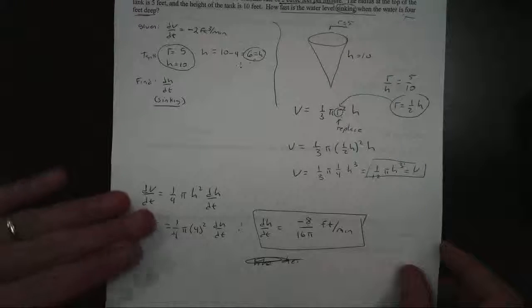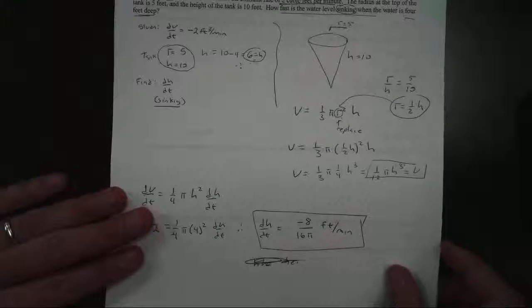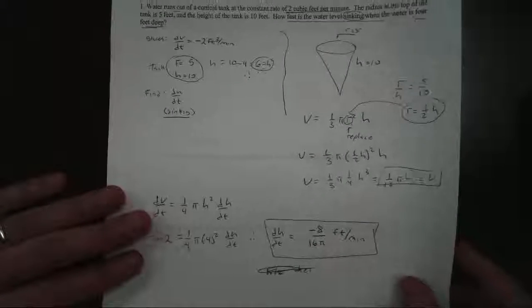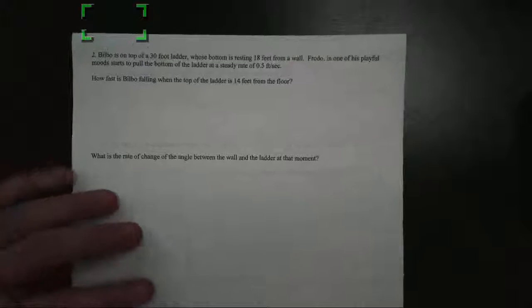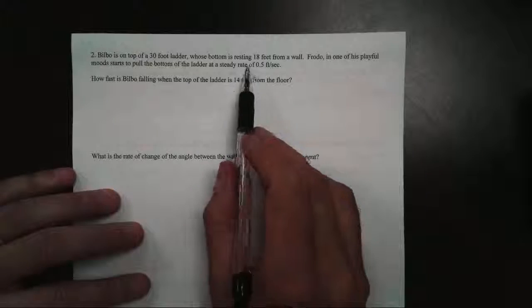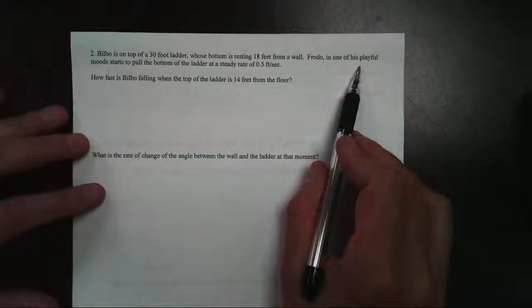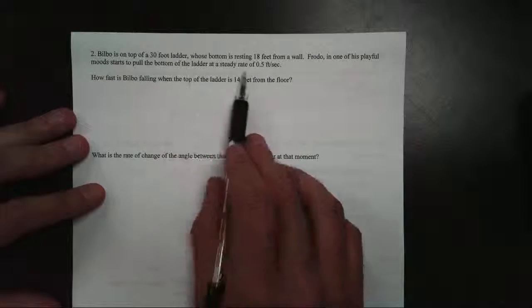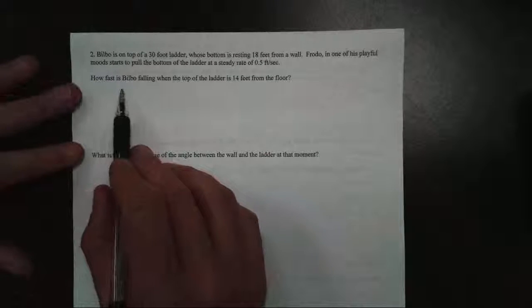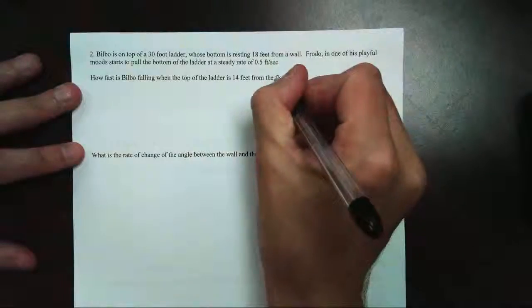So let's take a look at one more on this one, and then we'll take a look at one of the harder ones, the shadow problem. So, alright. Here we have Bilbo. Bilbo is on top of a 30-foot ladder, and the bottom is resting 18 feet from a wall. Frodo, in one of his playful moods, starts to pull the bottom of the ladder at a steady rate of 0.5 feet per second. The question that we're asked here is how fast is Bilbo falling when the ladder is 14 feet from the wall? Not the floor, the wall.